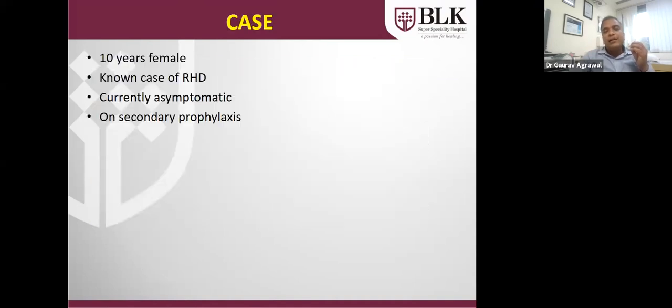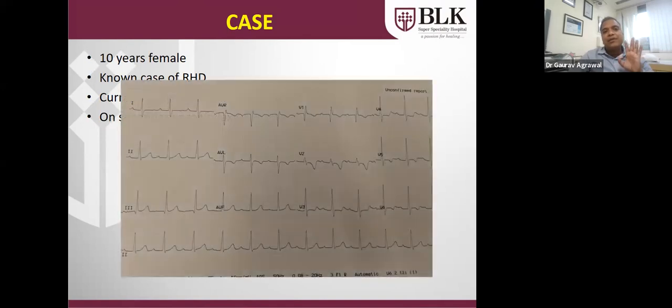Another case related with the PR interval is a 10-year-old female, known case of rheumatic heart disease, currently asymptomatic on secondary prophylaxis. Everything is all right, but the ECG is this.